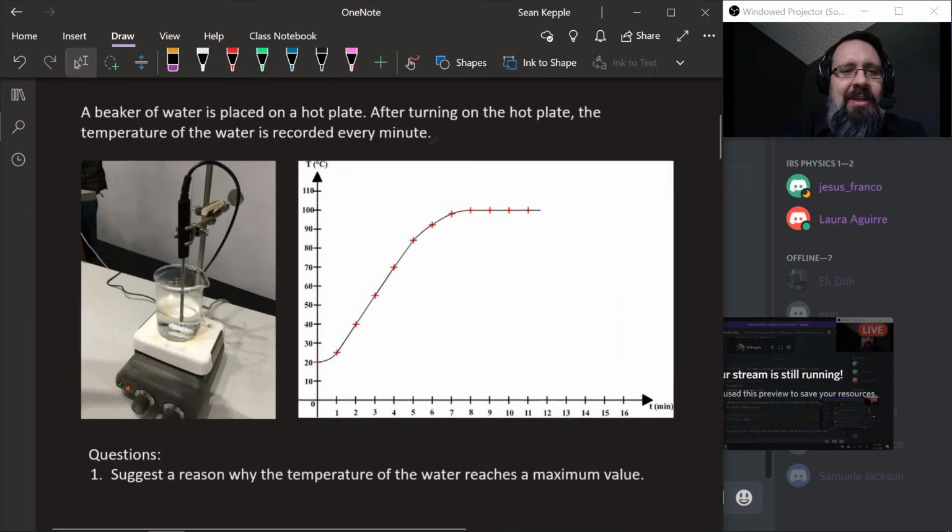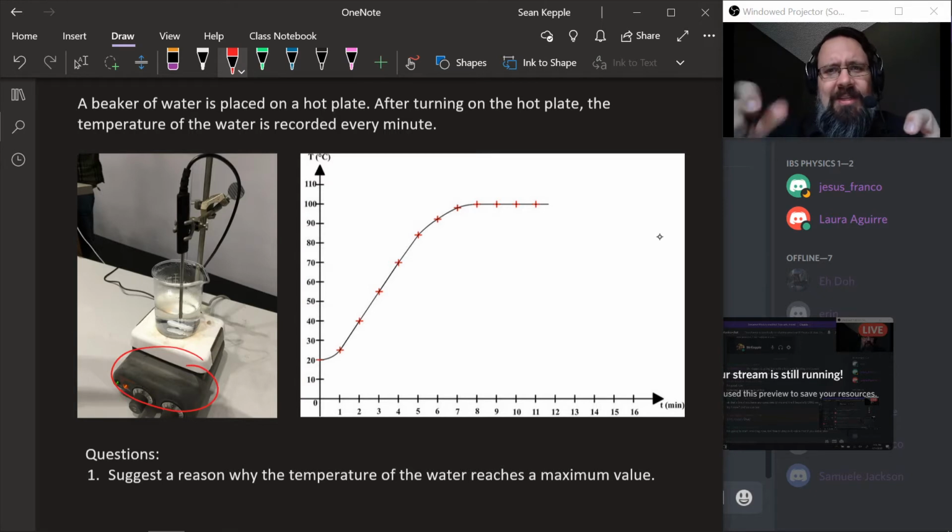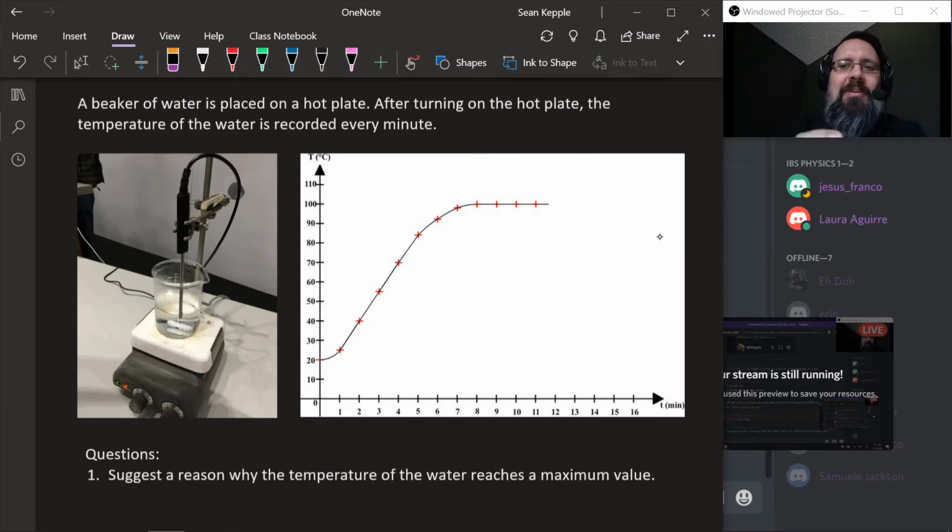Imagine that there's a beaker of water placed on a hot plate. We would have actually done this experiment in our classroom. Obviously, we can't do it now, but the idea is that you take this hot plate, the thing down here at the bottom. You can turn up the temperature. It's kind of like a portable stove. And then we're going to stick a beaker of water on top of the hot plate.